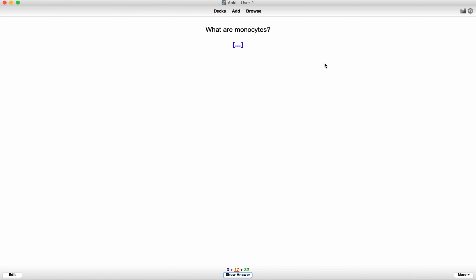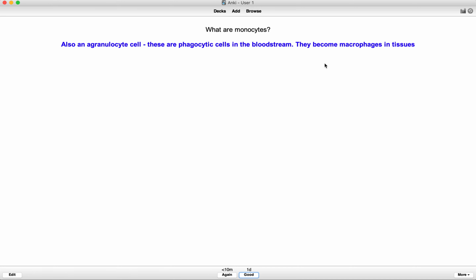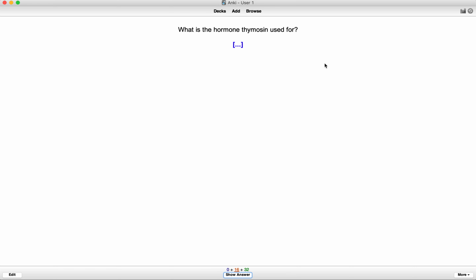What are monocytes? Monocytes are phagocytic cells in the bloodstream, but when activated, they become macrophages in tissue. They're also agranulocytes. Phagocytic cells become macrophages in tissue.